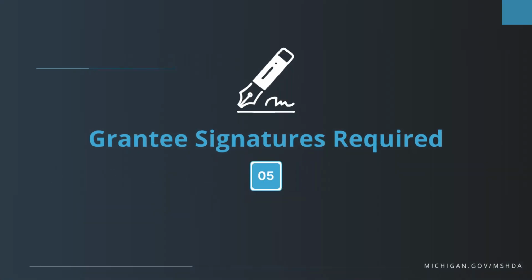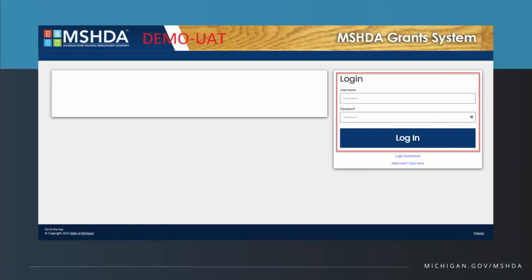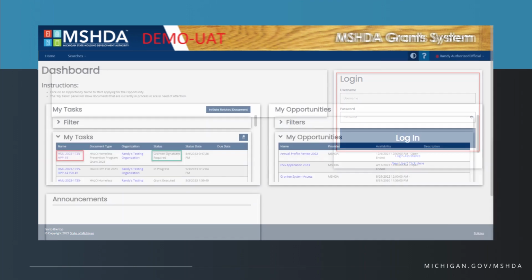So now that we went through the grant creation process before it gets to the grantee signature's required status, I'll now do a walkthrough on uploading pre-disbursement conditions and electronically signing a grant agreement. The first step is logging into IGX. Once you've entered your username and password, click Login to access the IGX system.